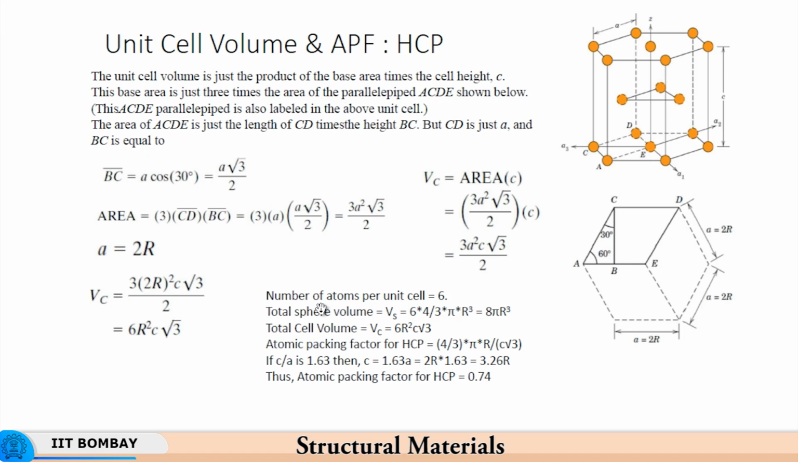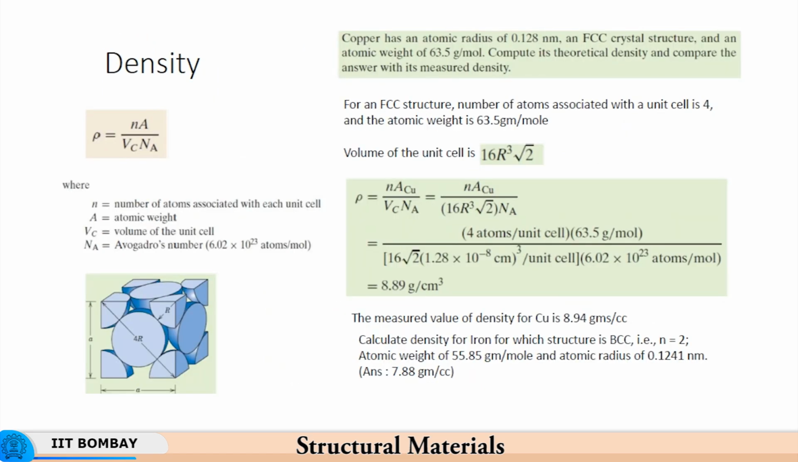Now number of atoms per unit cell is 6, as we have just seen, and so total sphere volume is 6 into 4/3 pi r cube. Total cell volume is 6r square c root 3, and then you get atomic packing factor of 0.74. Well, we have assumed here c by a as 1.63, and therefore we get 0.74. Similarly, you can compute the density also.